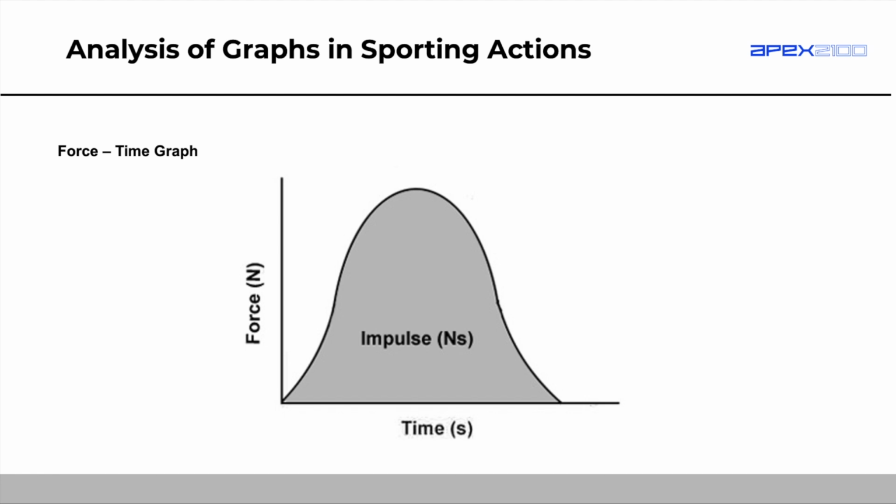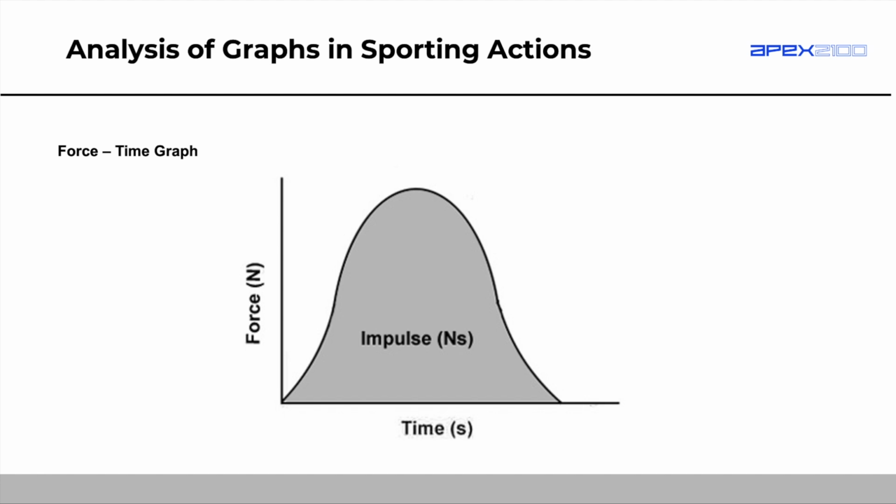And you can see the line that's been plotted in this graph, and the area under that line is showing us the impulse. Now, impulse, remember, it's simply a measure of the force applied for a specific time. So impulse is the outcome of force and time. Impulse equals force times time, and it's measured in Newton seconds.